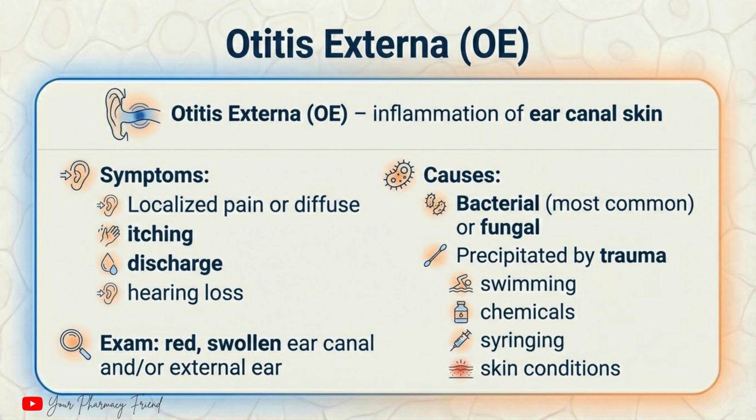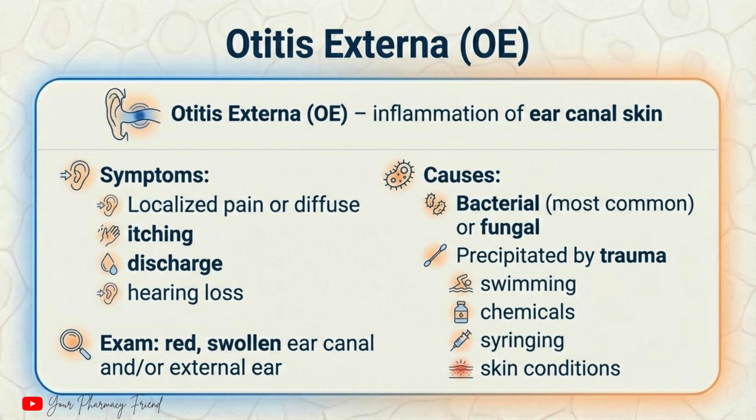Otitis externa is inflammation of the skin lining the ear canal. It may be localized, presenting primarily with ear pain, or diffuse, where symptoms include pain, itching, hearing loss, and discharge. On examination, the ear canal and sometimes the external ear appear red and swollen. The most common cause is bacterial infection, although fungal infections may also occur.